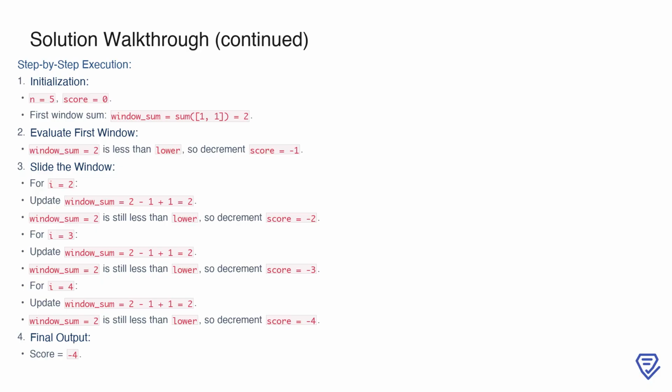The first window sum is calculated as the sum of the first two elements. 1 plus 1 is equal to 2. Since 2 is less than the lower threshold of 5, we decrement the score by 1, making the score minus 1. Next, we slide the window to the right by 1 position.